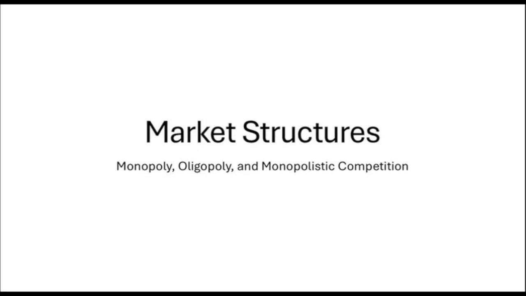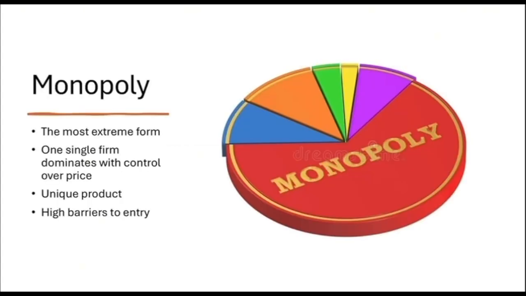Starting off, I'm going to quickly speak about and break down the three market structures for today's topic: monopoly, oligopoly, and monopolistic competition. Each one shapes how firms behave, how much choice consumers have, and how prices are set.